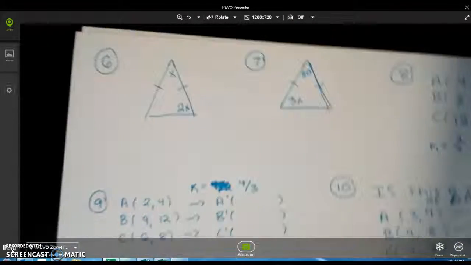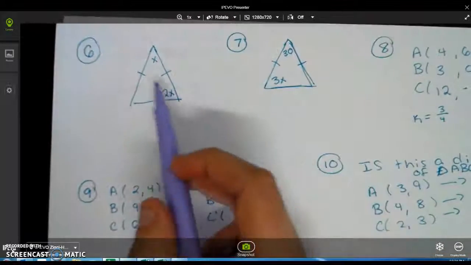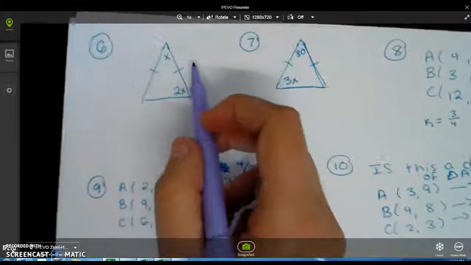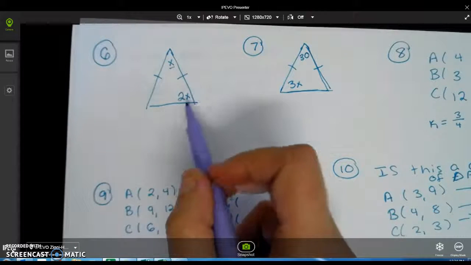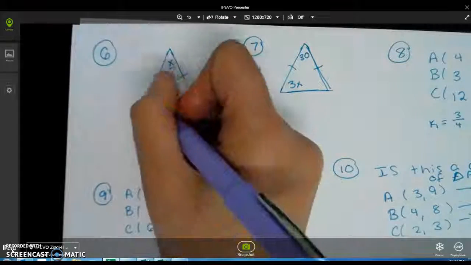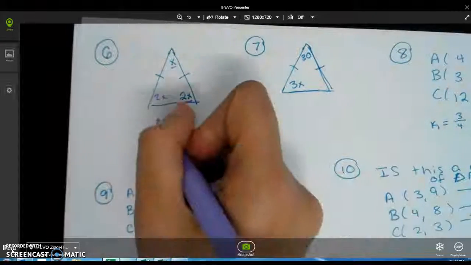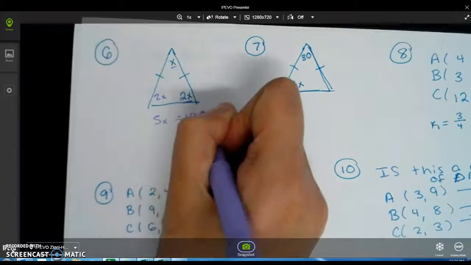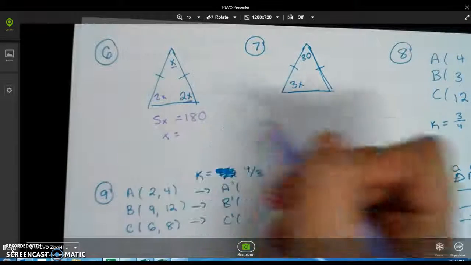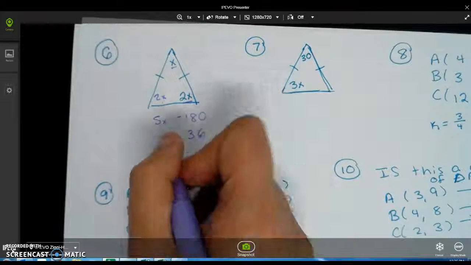Number 6. I've got an isosceles triangle again, right? This time I did not tell you any numbers though. So I do know that this is x, this one is 2x, this one and this one are the same, so this one must also be 2x. Now, if I add these all three together, what do I get? 180, every single triangle. 2 plus 2 plus 1 is 5x. Divided by 5, x is equal to 36.